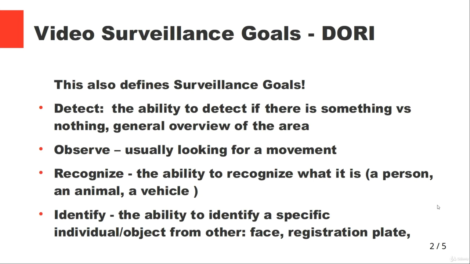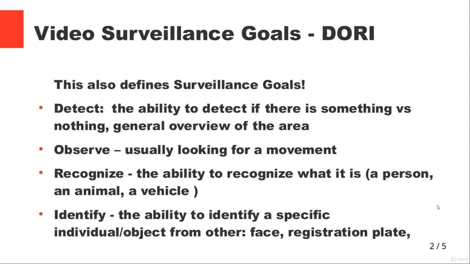Another level is recognize, and that gives you much more information. You can see that's a person, you can see the colors, you can see the shape. Is it a vehicle, what type of vehicle is it? Is it a car? Is it a van? Is it a truck? And so on.